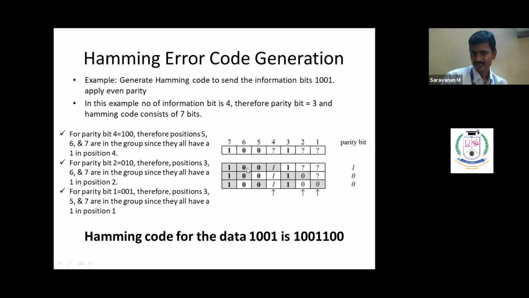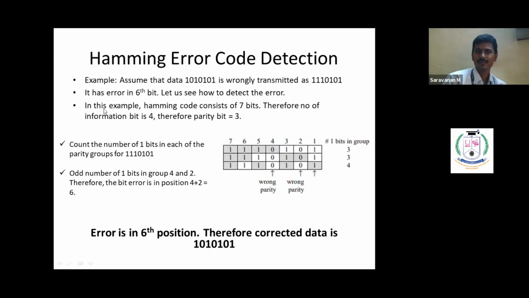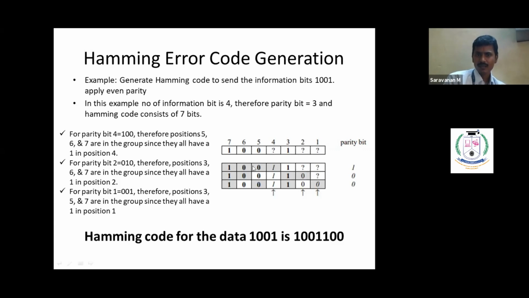You can see that I have shaded these in gray color. For finding this value, you have to consider these 3 positions. For finding this value, this and this we have to consider. For finding this value, this position and this position we have to consider. So let us see the example. This is the data we have been given, 1001.